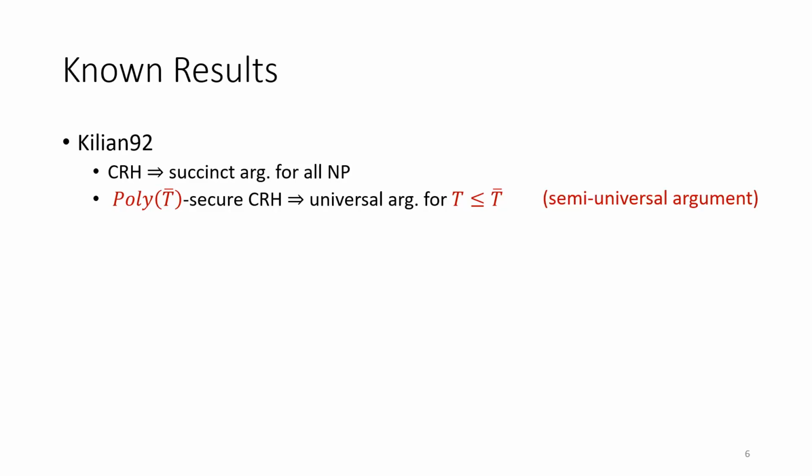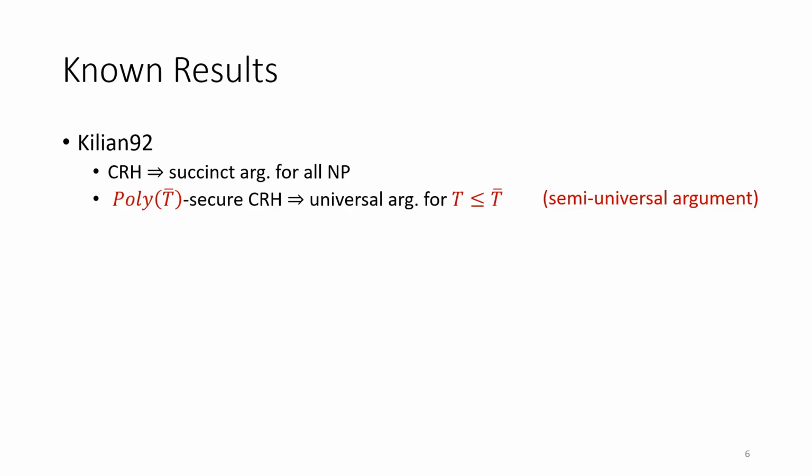This property is what we call in our work a semi-universal argument. So this means that if we want to get a full-fledged universal argument out of this that works for any T, we will need a sub-exponential assumption. A sub-exponential assumption, this isn't satisfactory. We want to ask if this is inherent. Do we really need a sub-exponential assumption when the adversary we're facing is only polynomial?